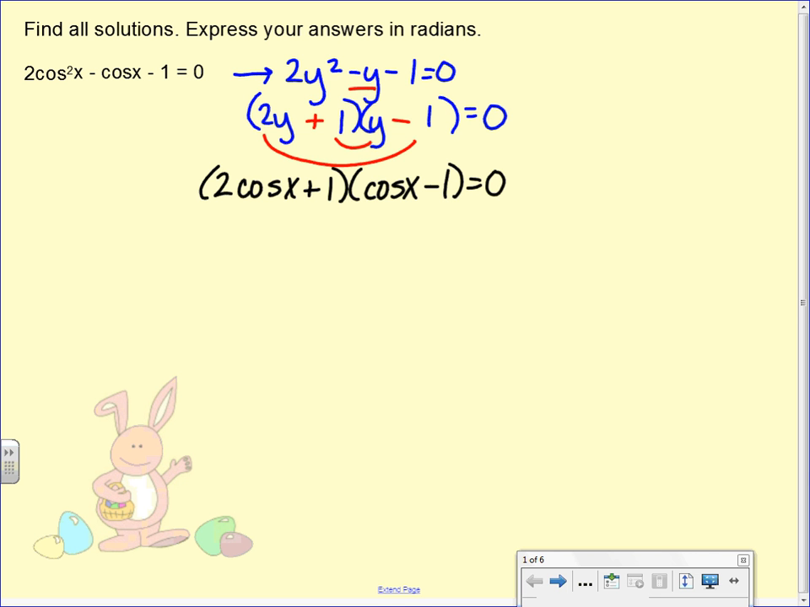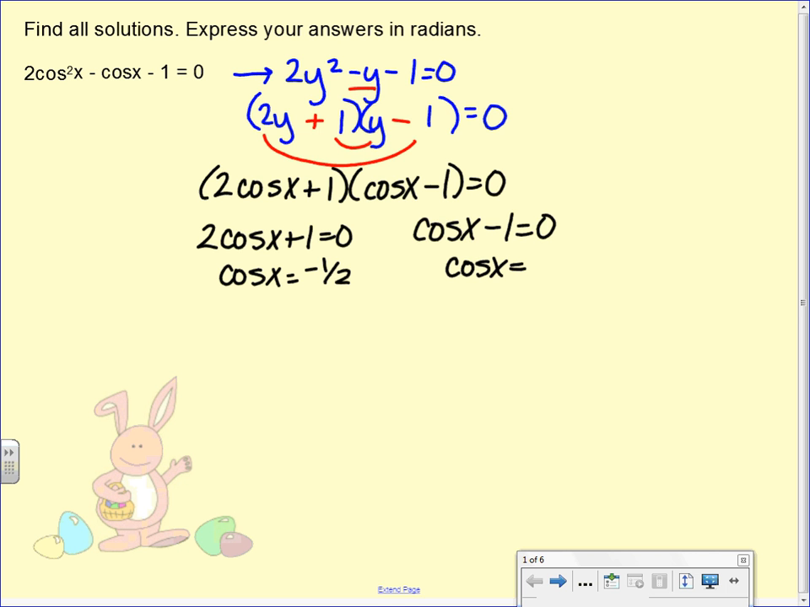So now we can use zero product property. Take each parentheses, set them equal to 0, like we did yesterday. Get the cosines by themselves. So here I'm going to have negative 1/2. And on this guy I'm going to have positive 1. And now we just locate the angles, and we are in radians here on our unit circle.